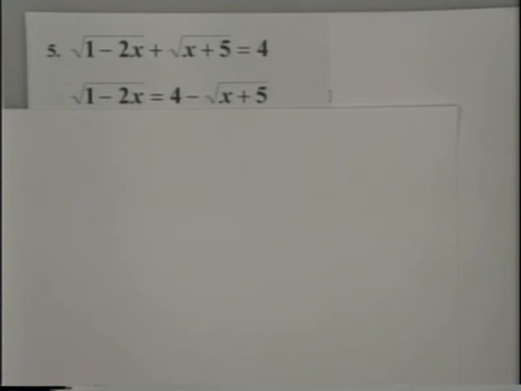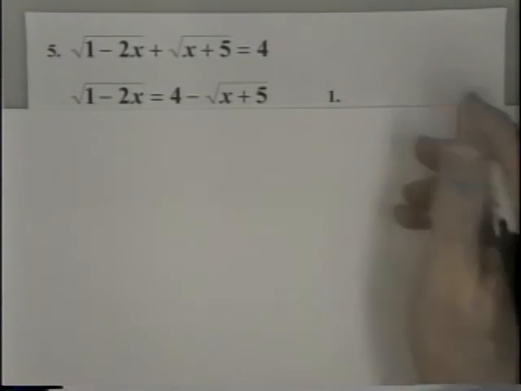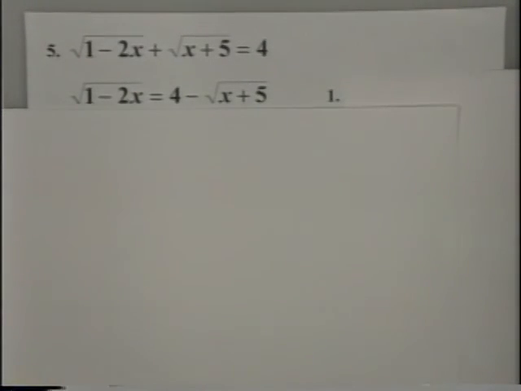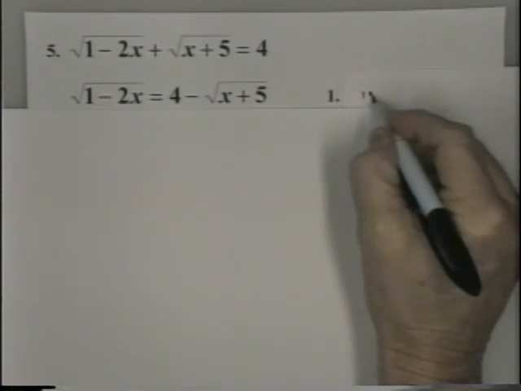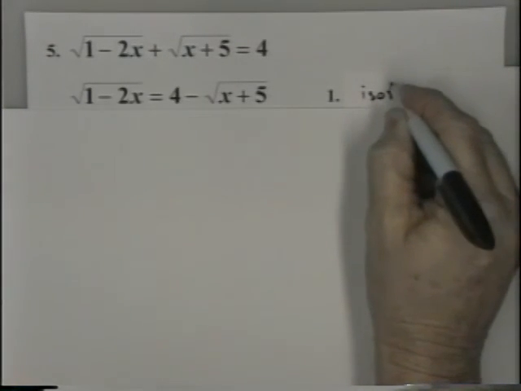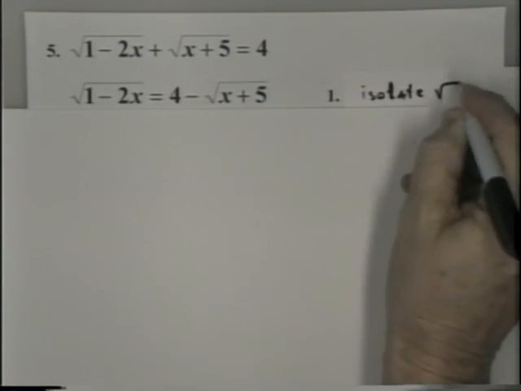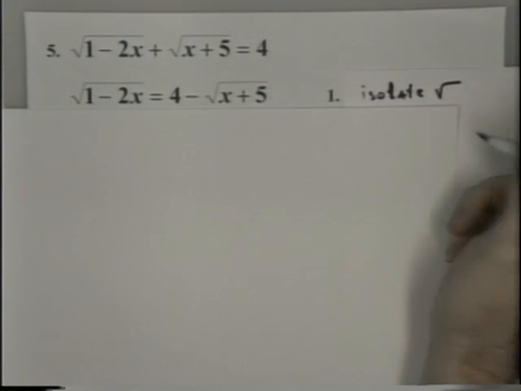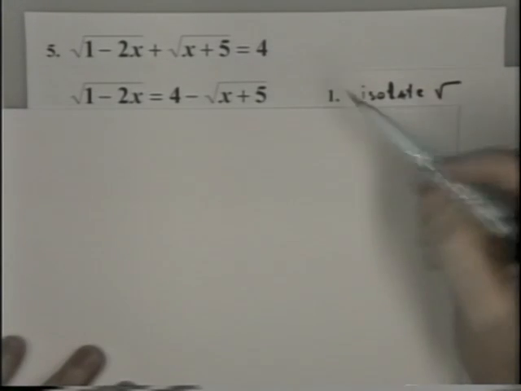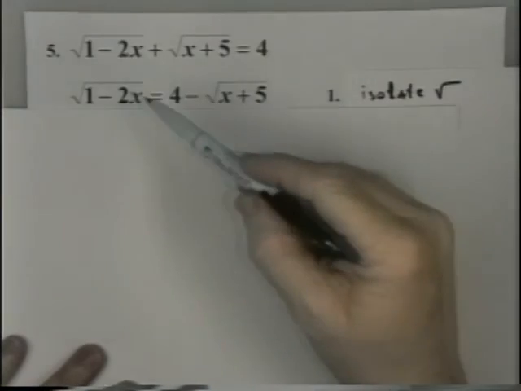And we're going to do the same thing we did before. So step 1 was we isolated the radical, right? So I think I'll just write that down. Isolate radical. All right, so now what? Now we've got to square both sides.